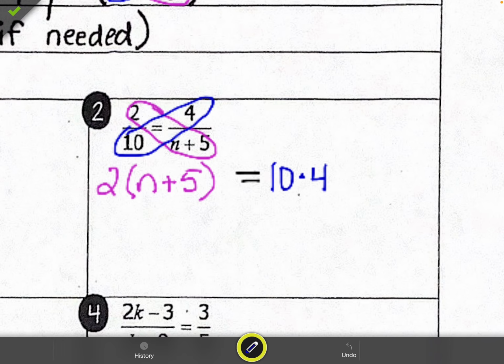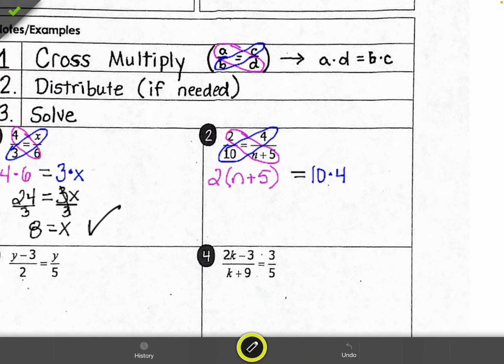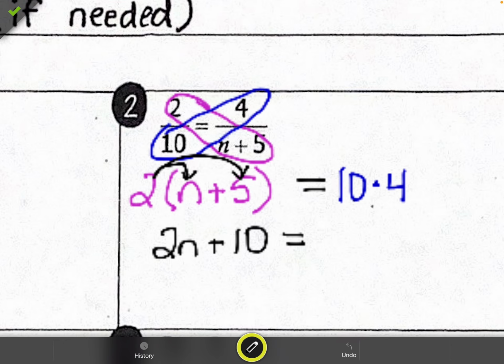And I'm done with the cross multiply. Now I just have to finish this off. So if I look, step 2 says distribute if needed. So I do see that I have some parentheses and I need to distribute. So remember, that means 2 times n. 2 times n is 2n plus, bringing the plus from right here just down, 2 times 5. So 2 times 5 gives me 10. And then I'm going to, over on this side, do 10 times 4, which gives me 40.